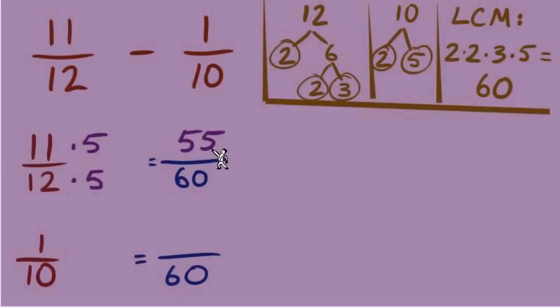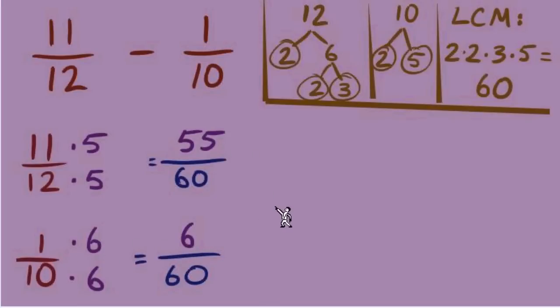11 times 5, 55. Down here, what times 10 to get us to 60? Well, hopefully that 6 is jumping out at us. But if not, let's go back to the lists. 10 has 1, 2, and 1, 5. So we've got 1, 2 covered. We have the 5 covered. What are we missing? We're missing these two guys, the 2 and the 3. And what's 2 times 3? 6. 10 times 6, 60. 1 times 6, 6.